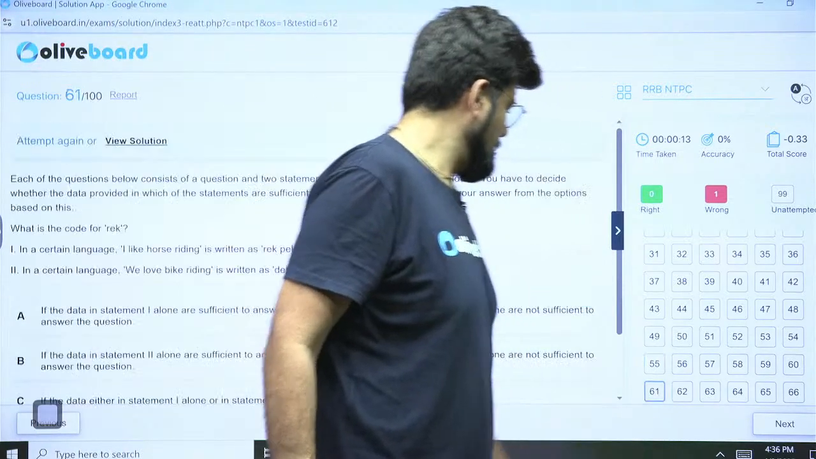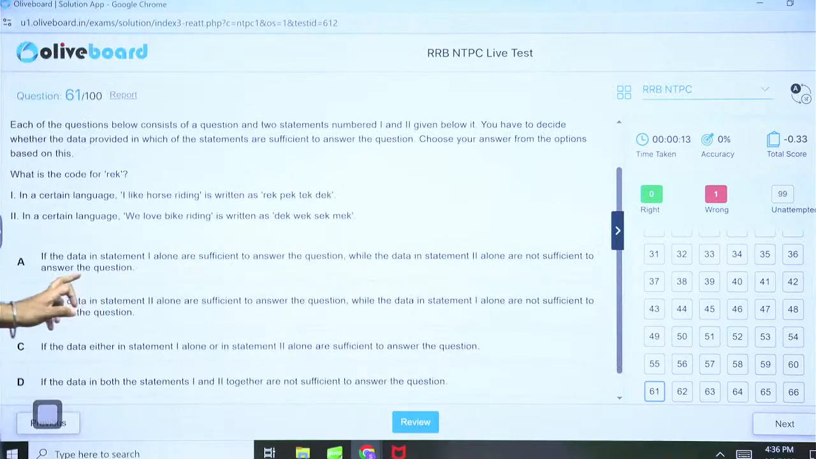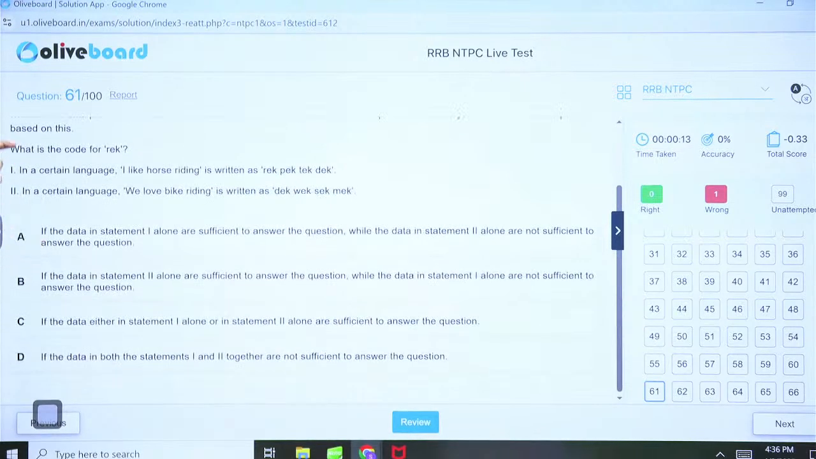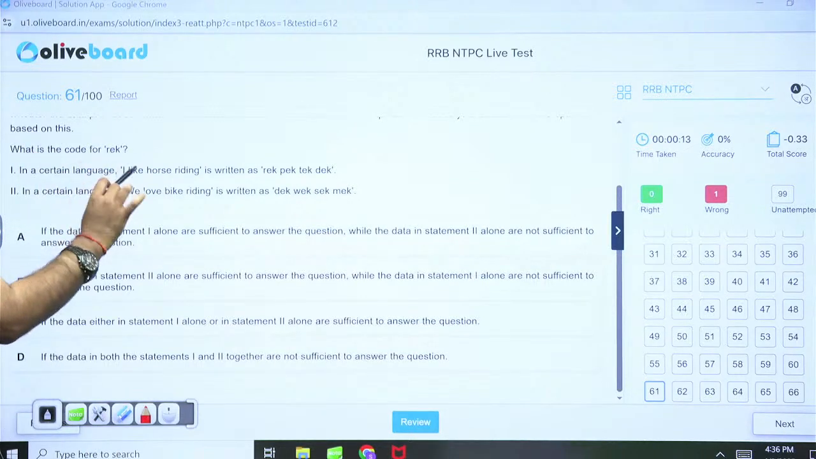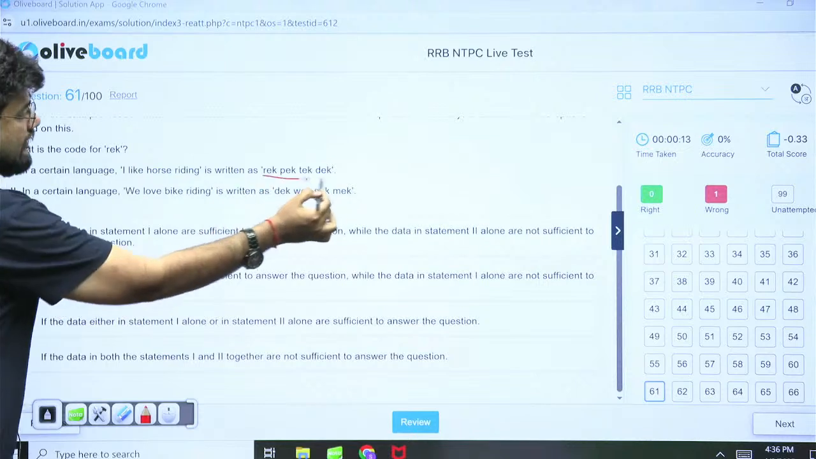61. Data sufficiency. What is the code for REC? R-E-K. And they have given you two statements. You have to choose which is sufficient, which is not sufficient. What is the code for REC? Okay. In a certain language, I like horse riding is written as rec, pec, tec, dec.